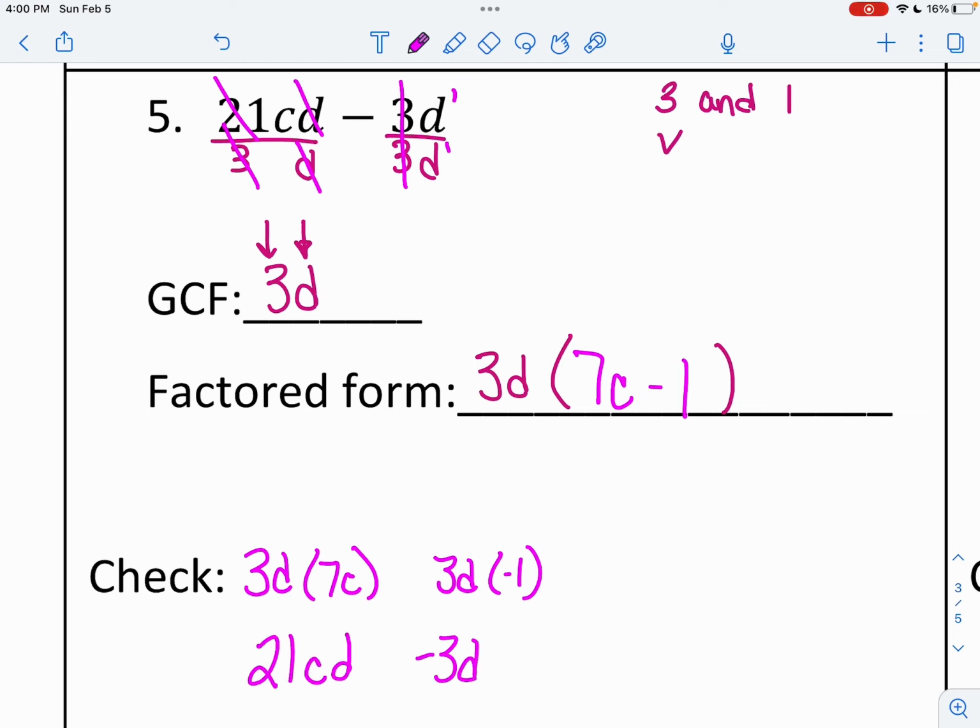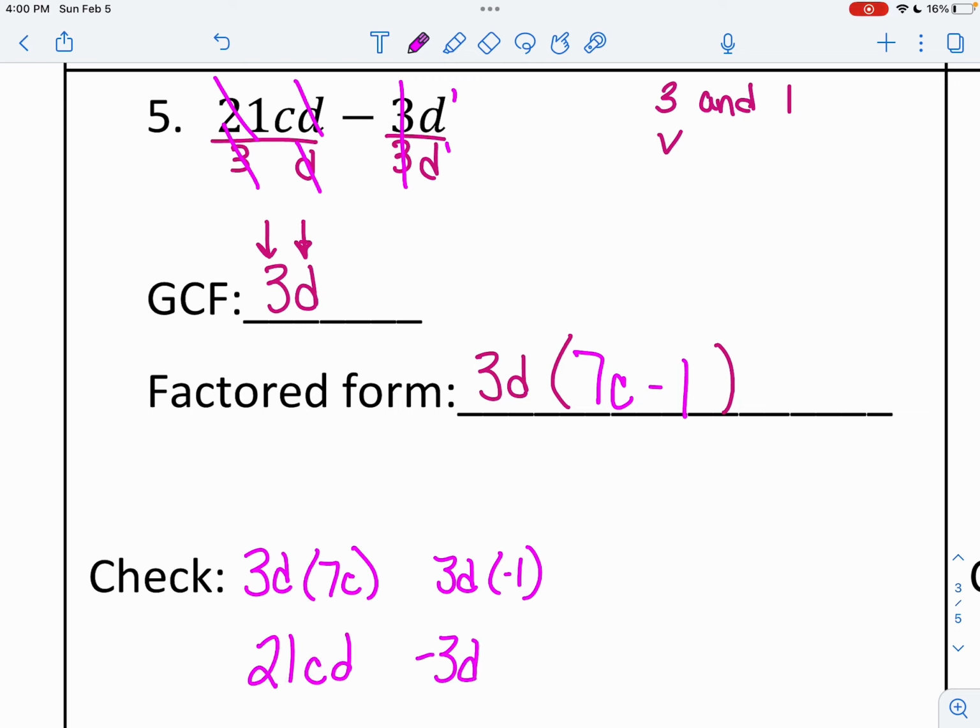All right. So we agree they all divide by 6. They all can take out a single A. They all can take out a single B. And they all can take out a C2. So in factored form, we write our GCF as our first factor. And now we divide. Okay? So let's go slowly.